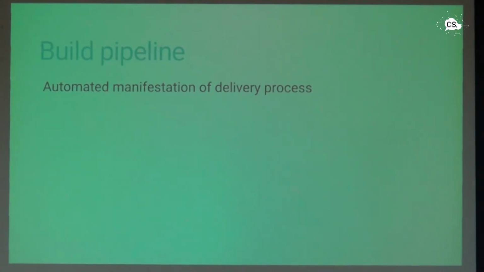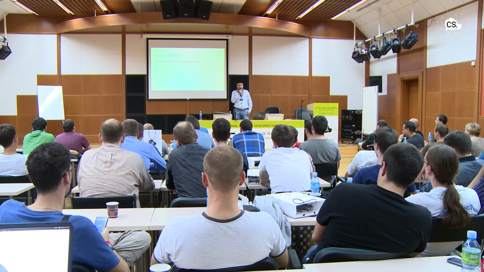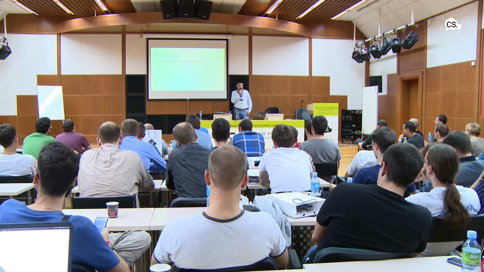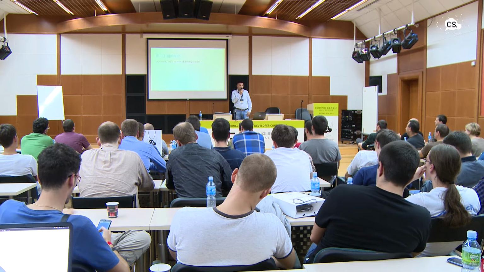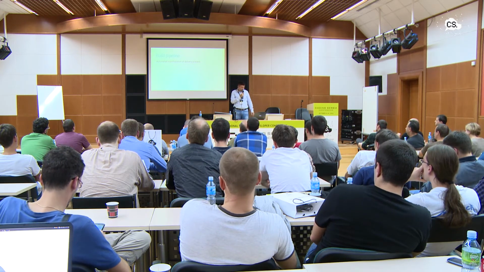And how do we do this? We are going to implement it using build pipelines. A build pipeline, as a definition, is an automated manifestation of the delivery process, which means that you are going to implement continuous delivery through a build pipeline, and we will show at the end how that pipeline looks in Jenkins.